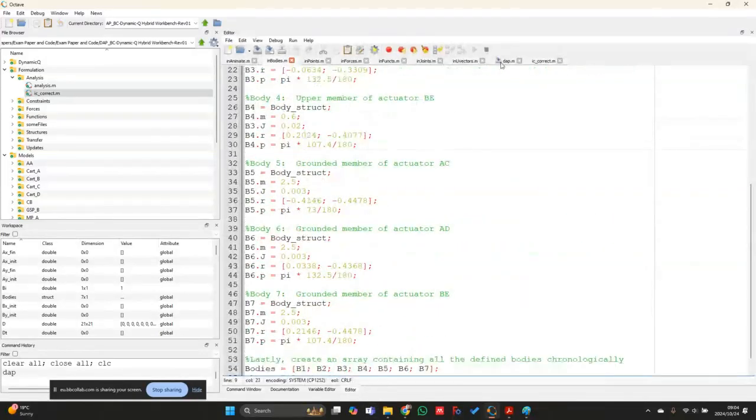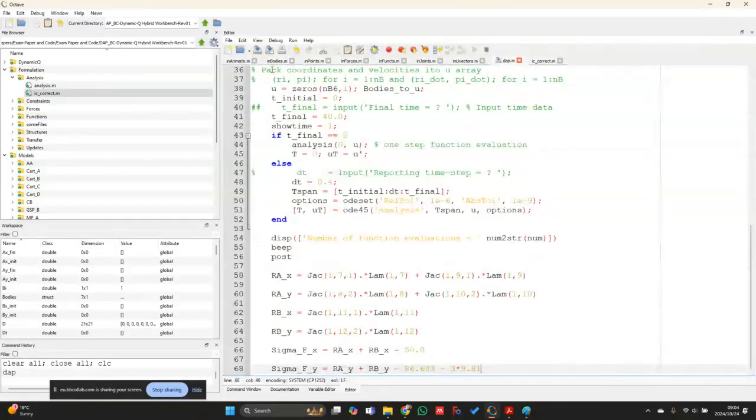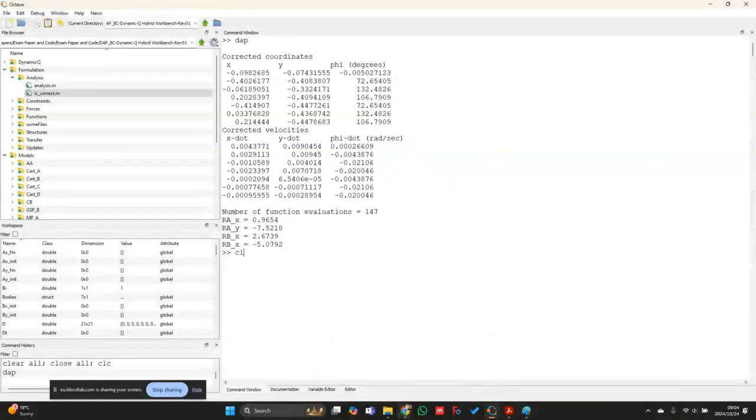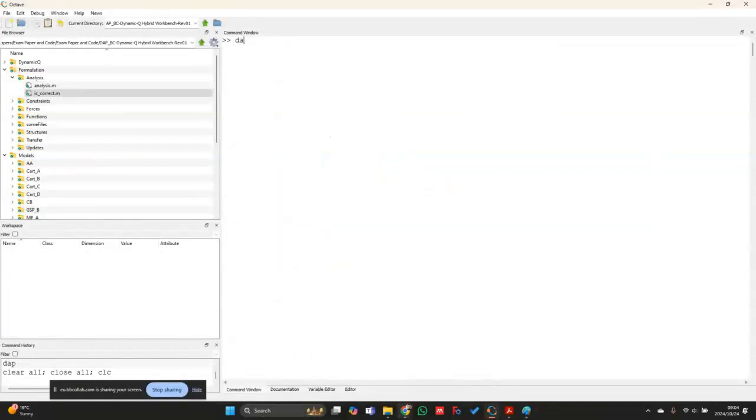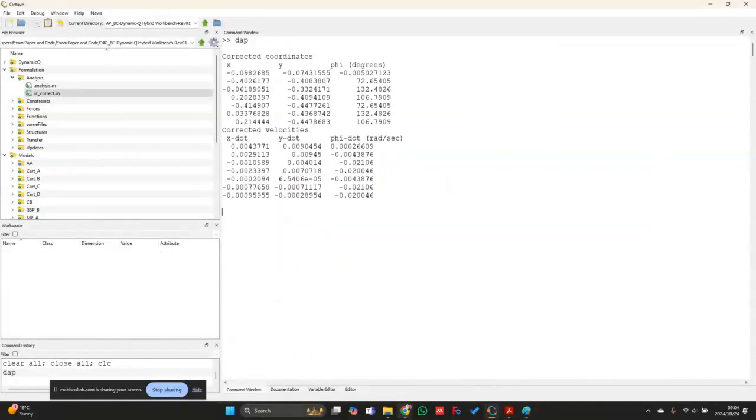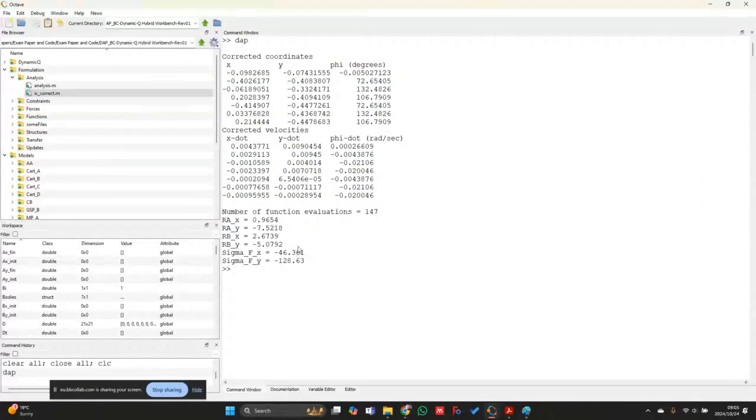Okay, and I think this is then basically the two functions that we wanted to specify over there. So I can once again go clear all, close all, run DAP. Since it already runs the post processor, it's going to give me all of the corresponding forces that I need. So Rax, Ray, Rbx, Rby, and then the two resultant forces Fx and Fy as well.